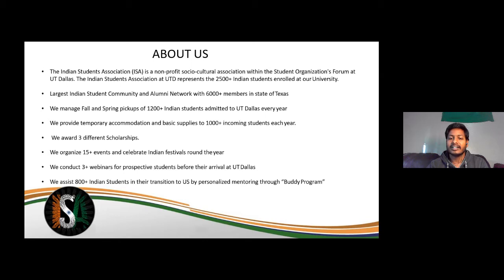We provide temporary accommodation and basic supplies to 1000 plus incoming students each year, and temporary accommodation may be changed due to the COVID situation that is around us. So the temporary accommodation parameters might change. We have three different scholarships for the students, and that depends upon the committee's decision. They review your profile, your GPA, and the extracurricular activities that you do during your tenure at UTD. They see what your progress is, and depending upon that they provide you three scholarships for the Indian students.